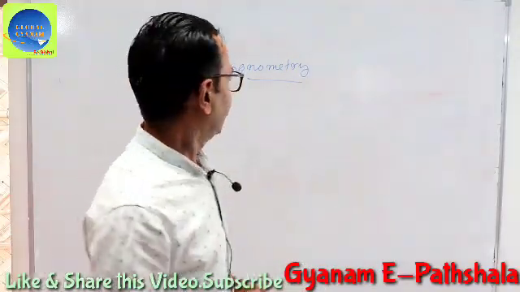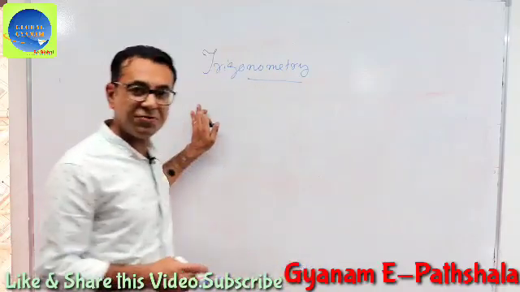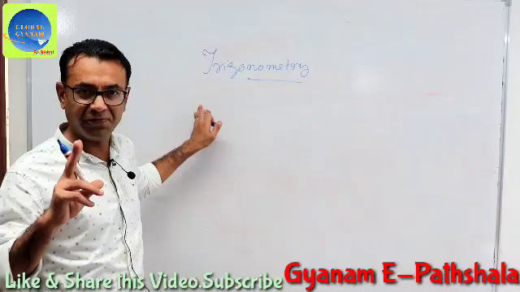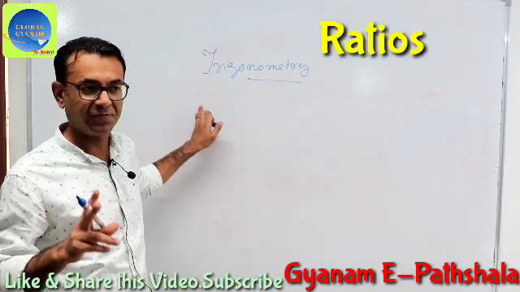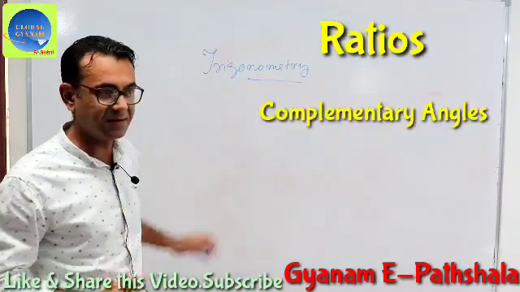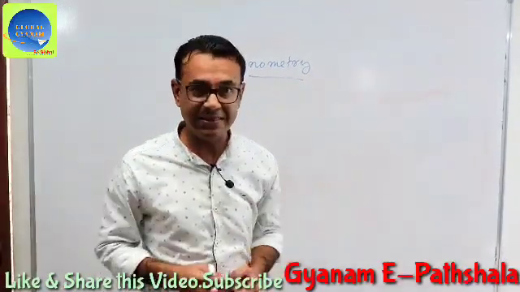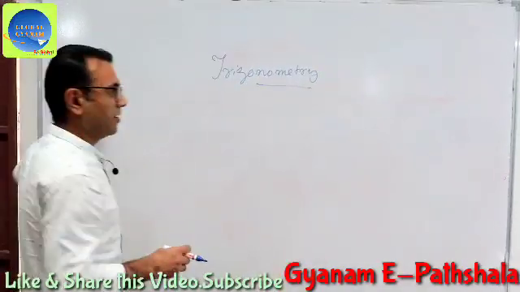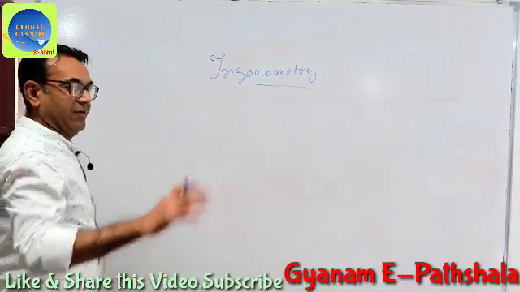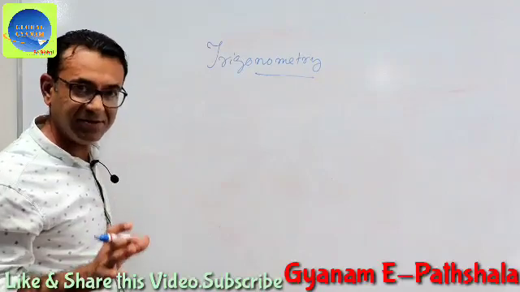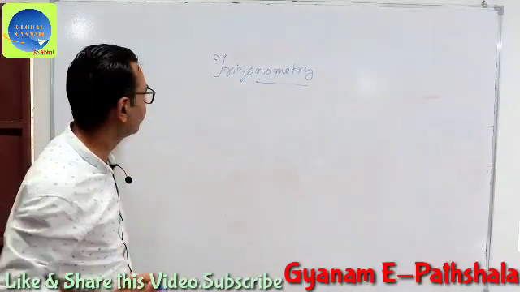Now in trigonometry you need the concept of ratios, the concept of complementary angles, and a bit of Pythagoras theorem. Let's make it very easy, let's make it easier. On the face of it the chapter looks complicated, but in reality the chapter is very simple. I'll tell you why.